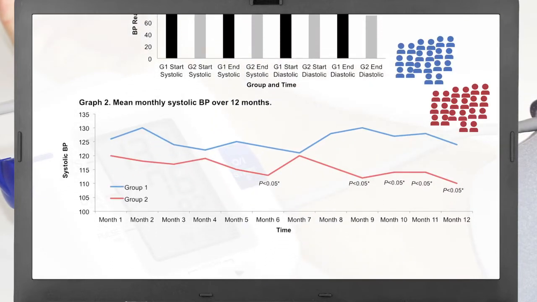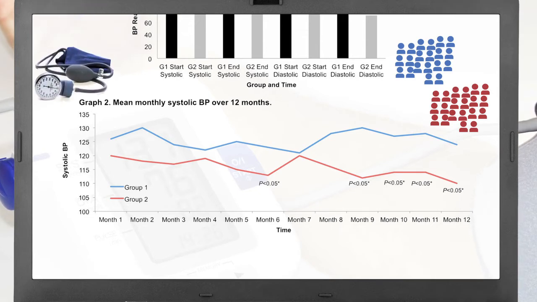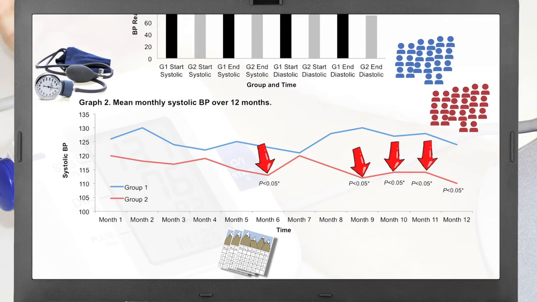The second graph displays illustrative monthly systolic BP over the course of the study. On the y-axis is the systolic reading, and on the x-axis is time. We see that Group 2 showed lower blood pressure at several time points.